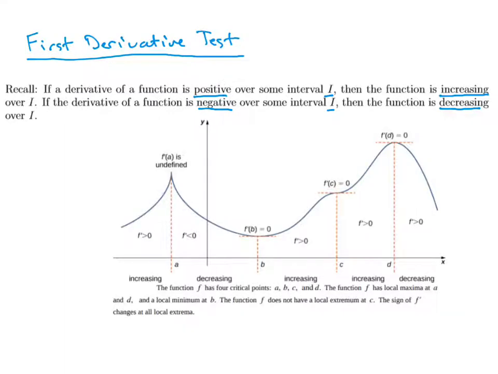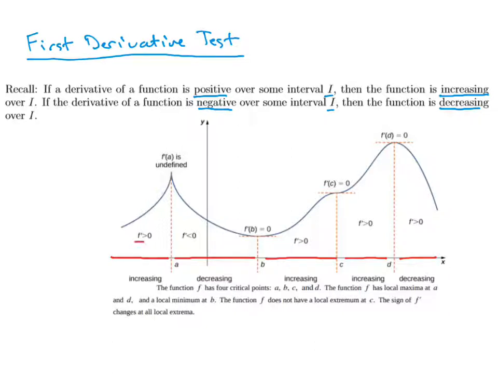So looking at this graph, it's broken up into a few different intervals. We have this interval to the left of point A. We have the interval between A and B, between B and C, C and D, and then greater than D. So on the function, we see what the derivative is in each of these intervals, and it corresponds to whether the graph is increasing or decreasing.